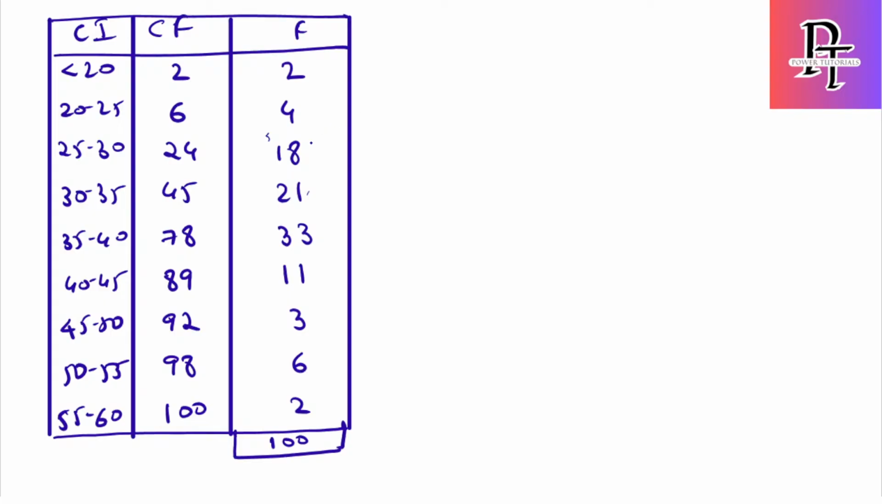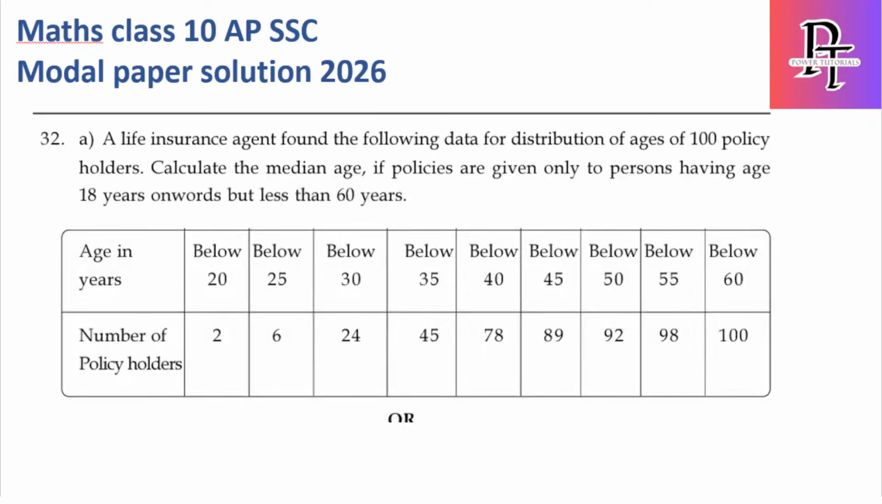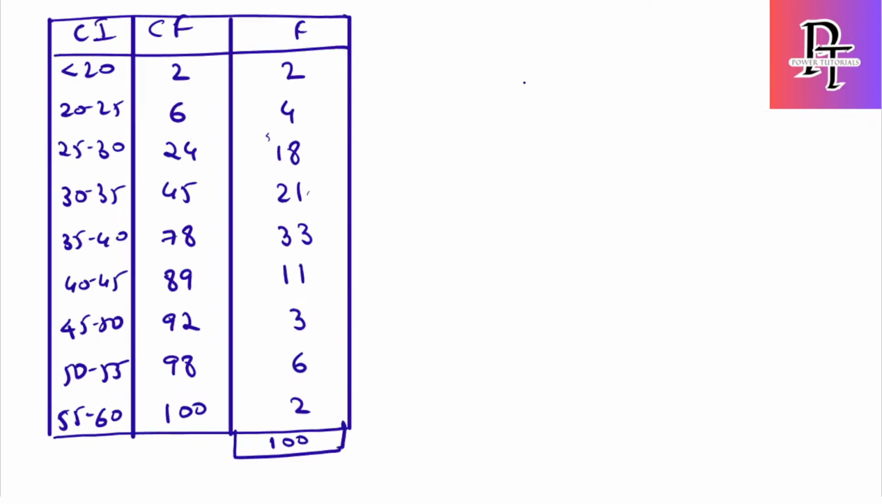Okay, so for median class, or median or mode, what are they asking? Median. So for median, what you have to do is first find n by 2 value. So what is n by 2 value? N by 2 is 100 by 2, which is 50. So which class or which cumulative frequency is having 50 in it? The answer is this one, because till here only 45 is getting covered, but 50 will be covered here. So this is the median class.